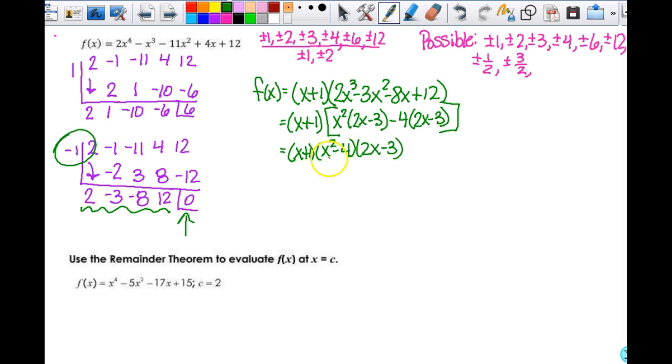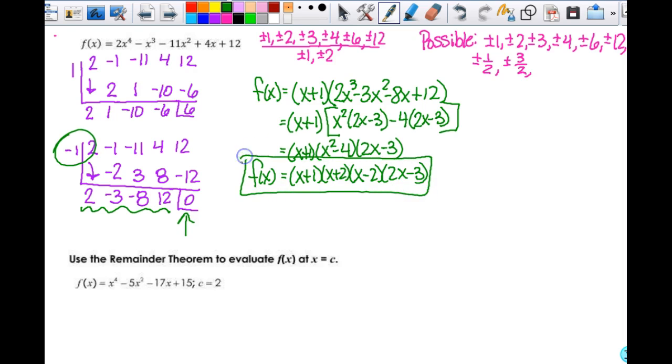Then I can factor this some more because it's a difference of squares. So x plus 1 times x plus 2 times x minus 2 times 2x minus 3. So this is my factored form. Then I can get my zeros, which is going to give me negative 1. Then these two give me plus or minus 2. Then that's going to give me a positive 3/2. There are my zeros. Okay.